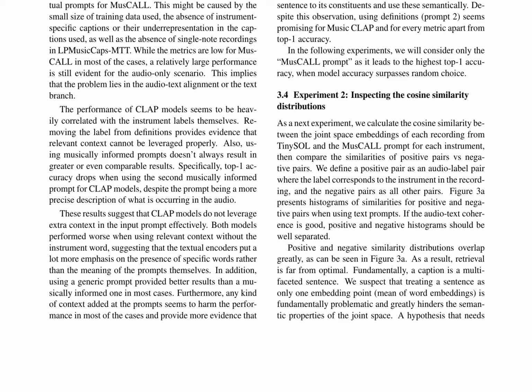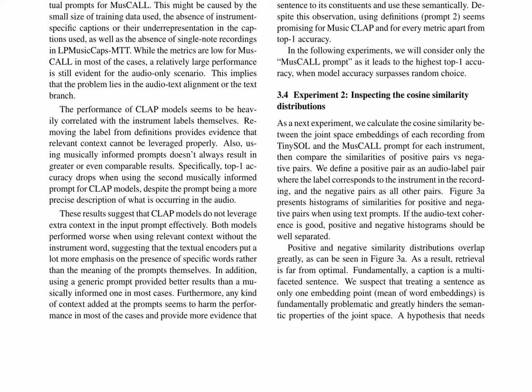Both models perform worse when using relevant context without the instrument word, revealing that textual encoders rely heavily on specific word presence rather than prompt meaning. In subsequent experiments, the Muse-Call prompt is used, as it yields the highest top 1 accuracy when model accuracy surpasses random choice. In Experiment 2, cosine similarity distributions between joint space embeddings of each TinySOL recording and the Muse-Call prompt for each instrument are calculated.